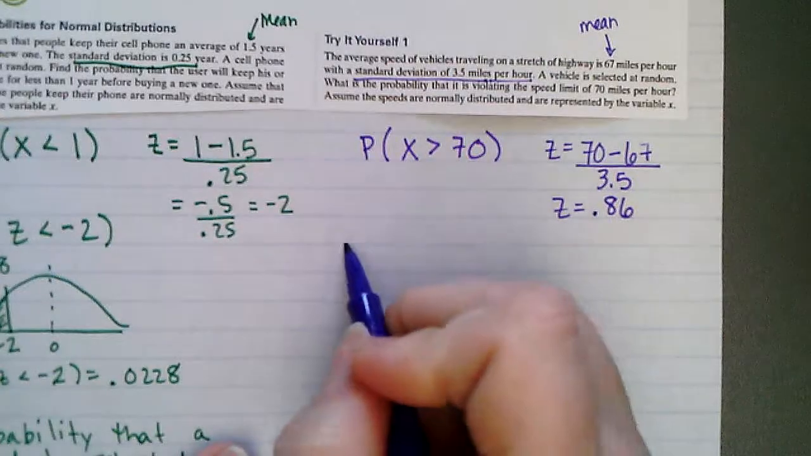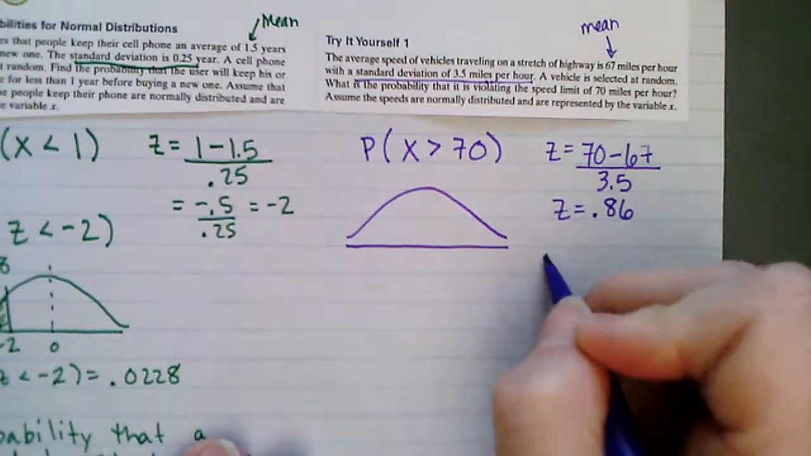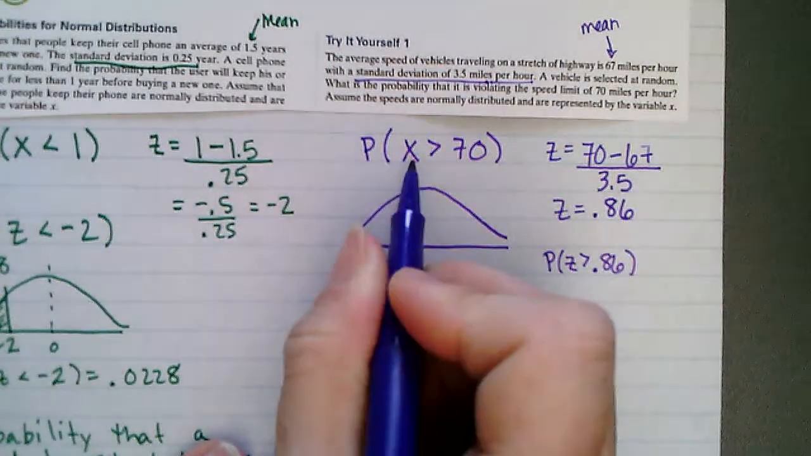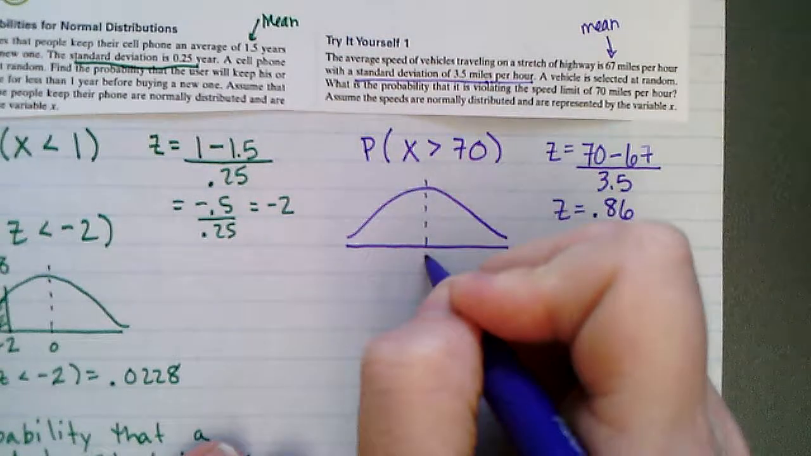So when I sketch my little normal curve, I'm looking for the probability that z is greater than 0.86 because it was a greater than up there. I just converted it to z's instead of x's. So here's 0.